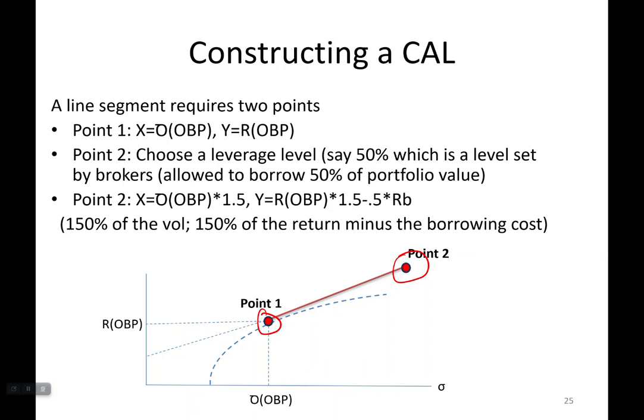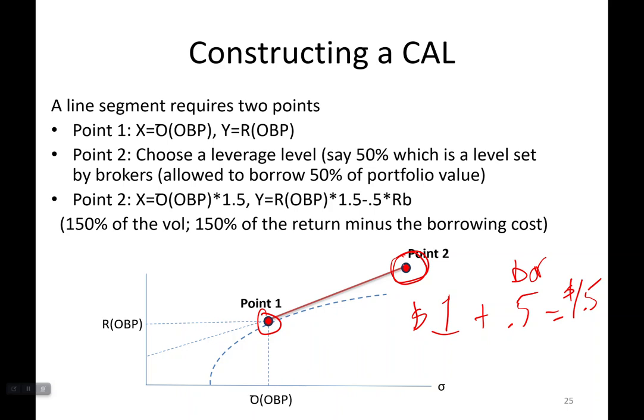It's not so arbitrary. I'm going to say, what if you could borrow up to 50% of the value of your portfolio, which is a value set by many brokers. If you have $100 at the broker, the most they're going to lend you is $50, 50% of your portfolio value. So I'm going to use that. That point 2 is going to be using 50% leverage. In other words, if I had $1 invested, that's my $1 of equity, I could borrow 50 cents and get $1.50 invested in the market.